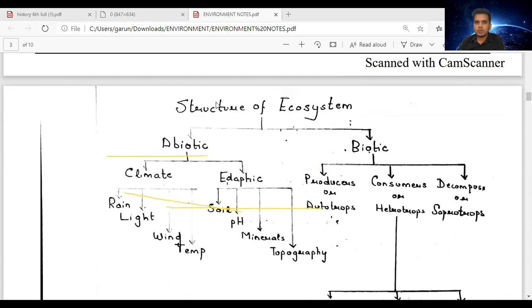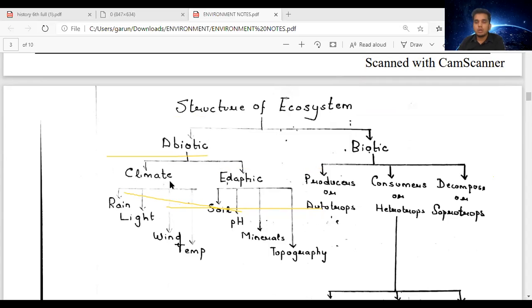So, structure of ecosystem: abiotic and biotic components. Abiotic means that which doesn't have life in it, but they are still part of nature. So, climate and edaphic factors.